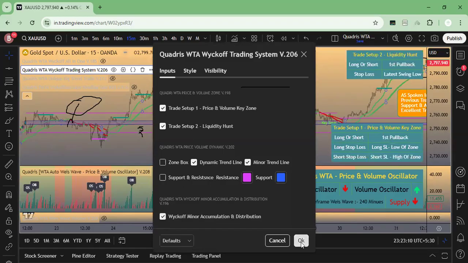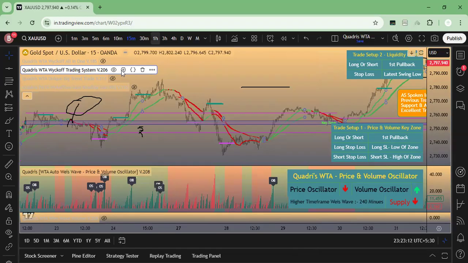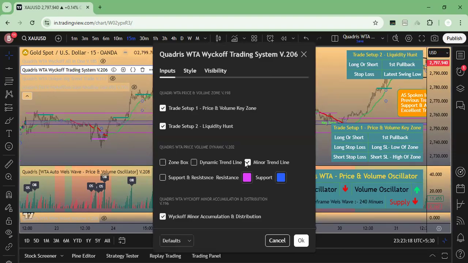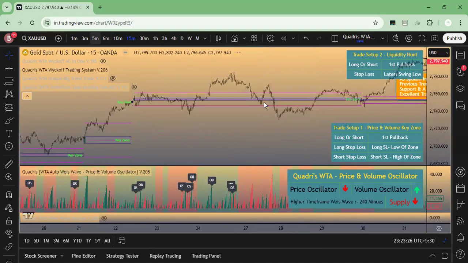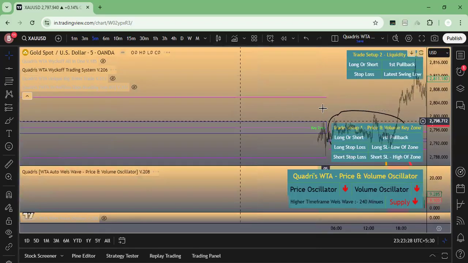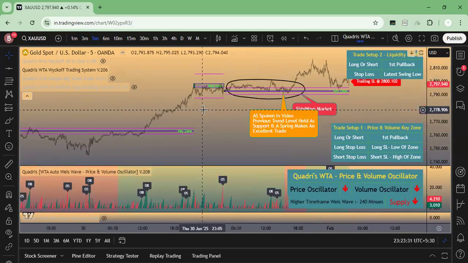So this is how I recommend you all to use, and I recommend everyone to use Wyckoff minor accumulation and distribution. You have this indicator with you. Many people have come up with a zone kind of thing, like this one, buy zone, sell zone. You can use it if you want to because it has a purpose.